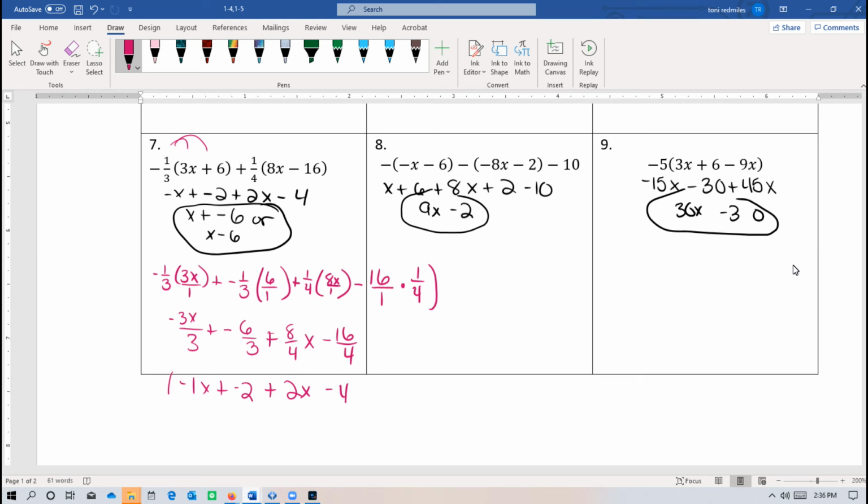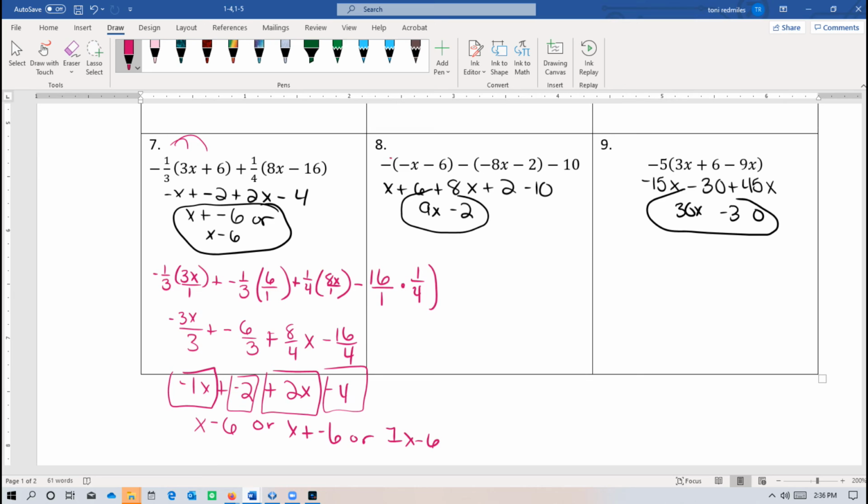All right, get our like terms together. Negative 1, negative 2 makes positive 1, which I'm just going to write as an x. Negative 2 and negative 4 are going to make negative 6. So I could have written it like this, or I could have put my 1 in front of there and written it either of those ways.